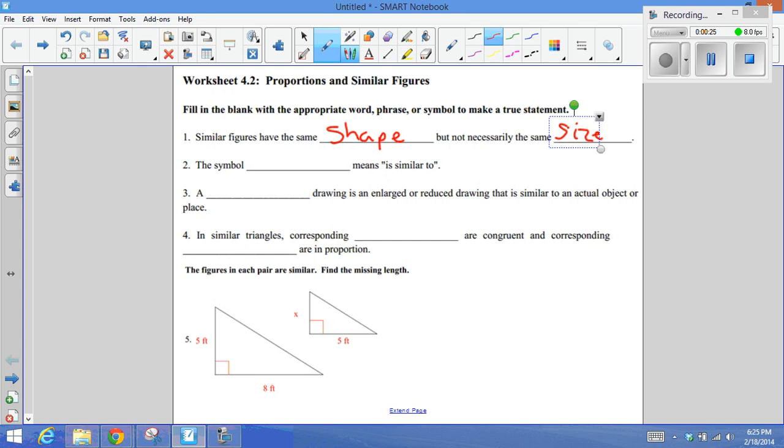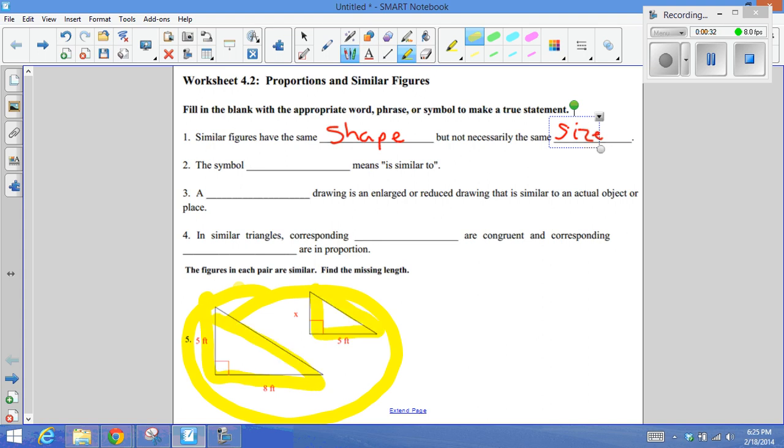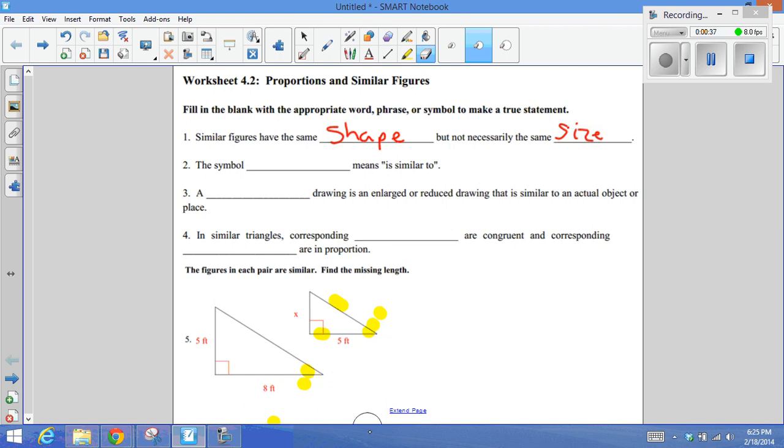So if we look down here at these figures, they are similar. We can see that they're both right triangles, so they have the same shape, but they don't have the same size because clearly this one is bigger than this one, and we'll number these here. We'll call this figure A and this figure B, and figure A is clearly bigger than figure B, but because they're both right triangles, they are similar. Now, the symbol looks like this, so it's kind of like an equal sign, but it's kind of wavy. It means similar to.